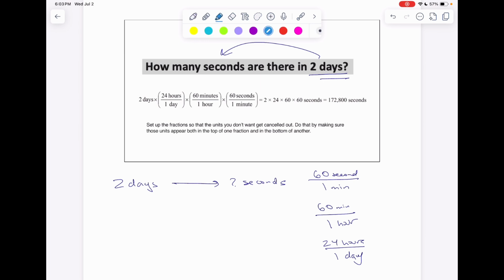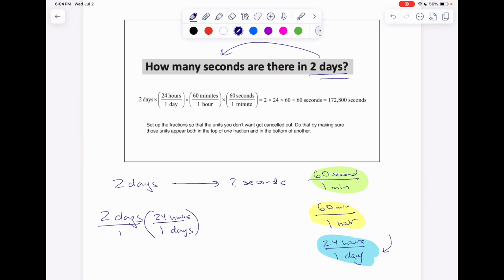Now let's color code them so we can see how this works. I'll make the first one green, and then yellow. Let's make the last one blue and say to ourselves, okay, if I'm starting this journey with 2 days, and remember, we can always think of a whole number over 1, right? Which color will help me cancel out days? Well, I need one with days in it to help it cancel out. So I'll put that right next door here. And I'm gonna make sure I put my days on the bottom.